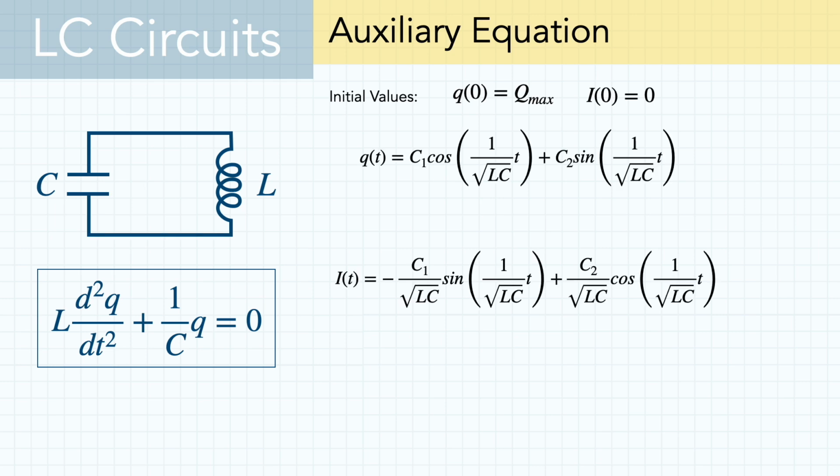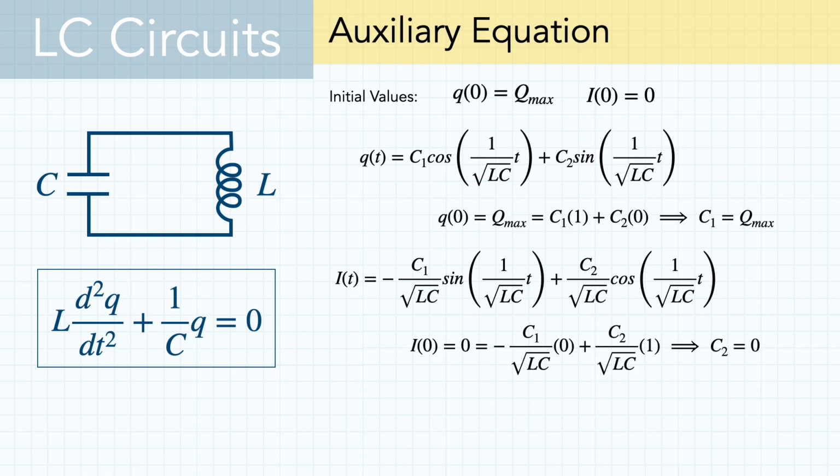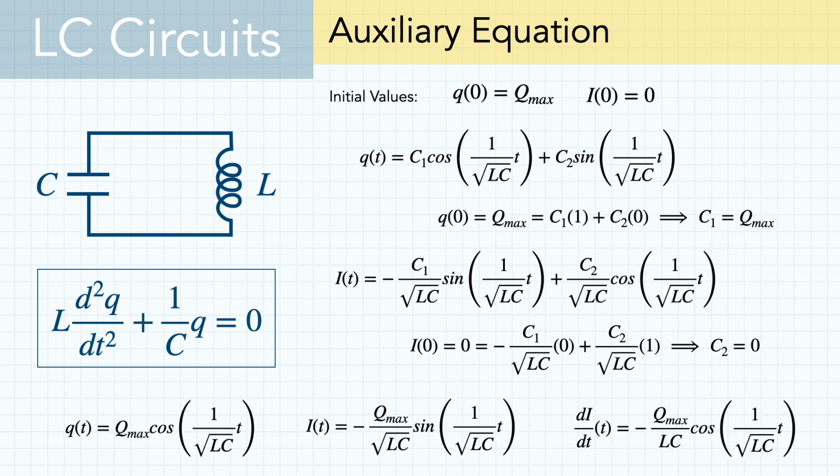Now we can just plug in the values and solve, and we get that C1 equals Q max and C2 equals 0. So basically we're getting rid of the sine term, and we're left with Q max cosine of 1 over square root of LC times t. And once again, you can take the derivative to get the function of current and the function of di/dt as a function of time.